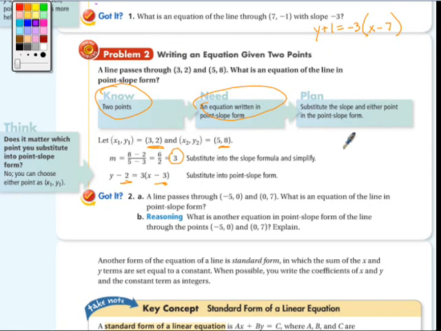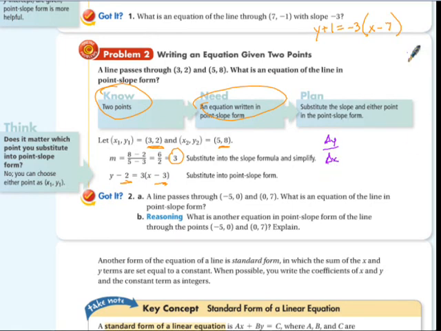So the slope is, and for those that have seen other videos that I've done, I don't like the slope formula. I'm not a fan of it. I much prefer this formula, the delta y over delta x. Delta is a Greek letter, and it means change.